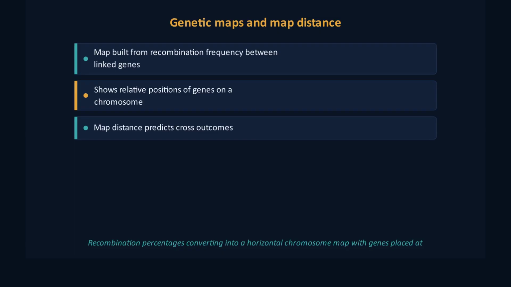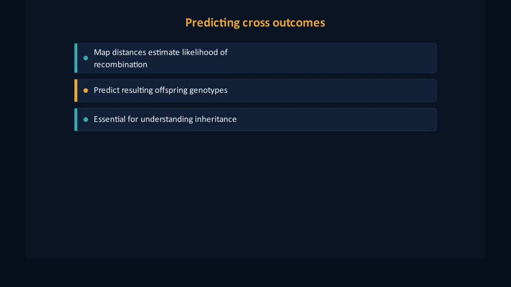It carries predictive power. Once you know how far apart two genes lie, you can use that distance to estimate how often they will recombine, and therefore to predict the outcomes of genetic crosses. So a few careful measurements of recombination become a map, and that map becomes a forecasting tool. Let us put that map to work.